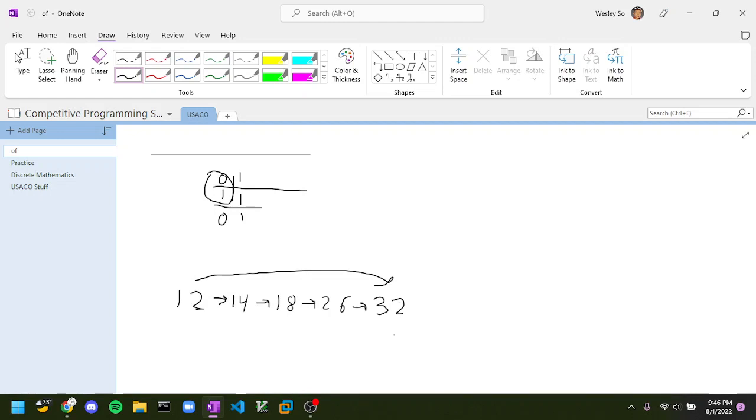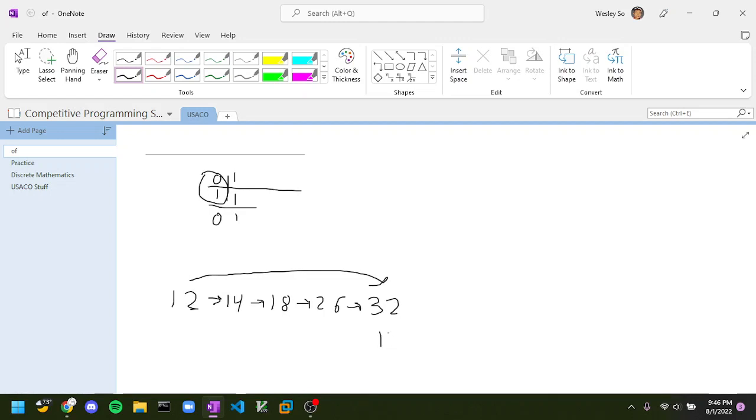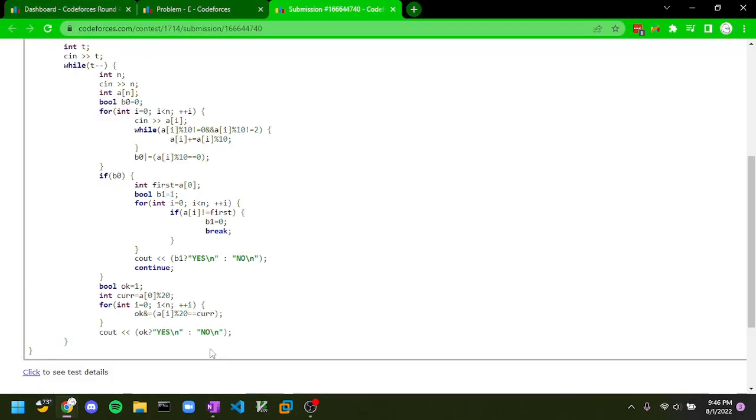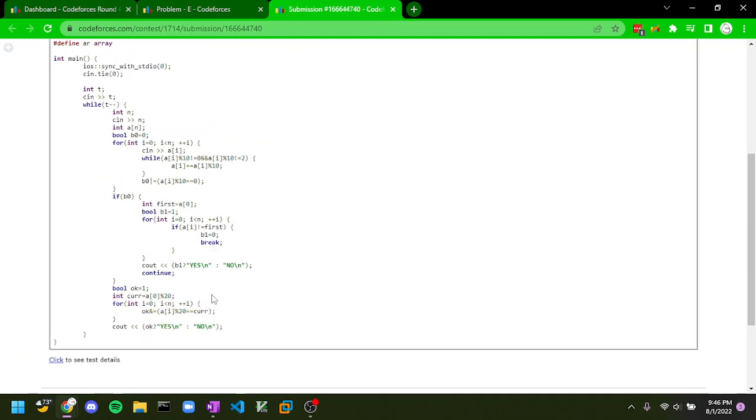Because 32 mod 20 is equal to 12, and 12 mod 20 is equal to 12. So if we have 12 and 32, we know that the array can be equal, like all the elements can be equal by following this cycle. But if we have something like 42, mod 20 is equal to 2, not 12. And we know that we can't reach 42 ever. And so all of them modded by 20 must equal the same thing. That's just what this does. And yeah, so that's it for the solutions.